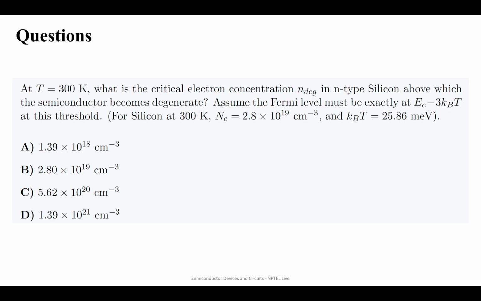Option A: 1.39 times 10^18 per centimeter cube. Option B: 2.8 times 10^19 per centimeter cube. Option C: 5.62 times 10^20 per centimeter cube. Option D: 1.39 times 10^21 per centimeter cube.